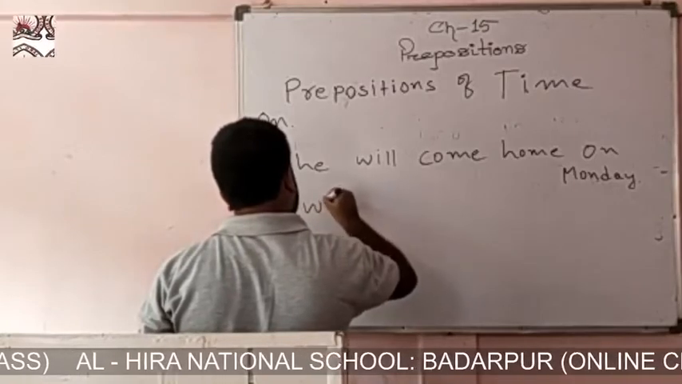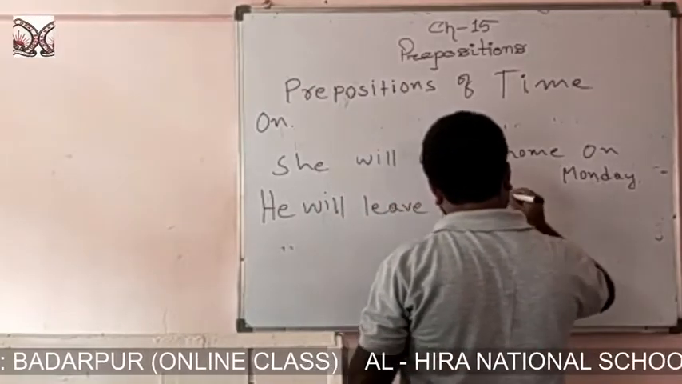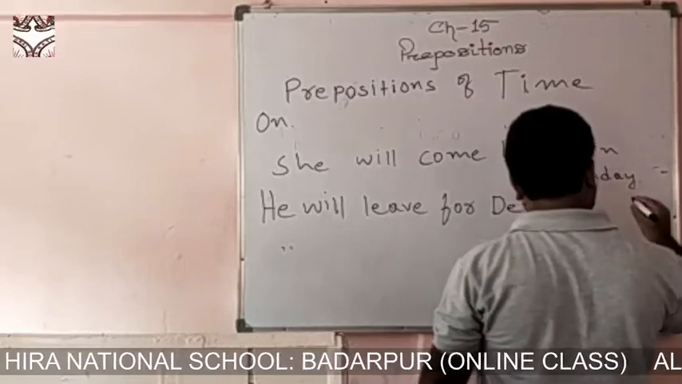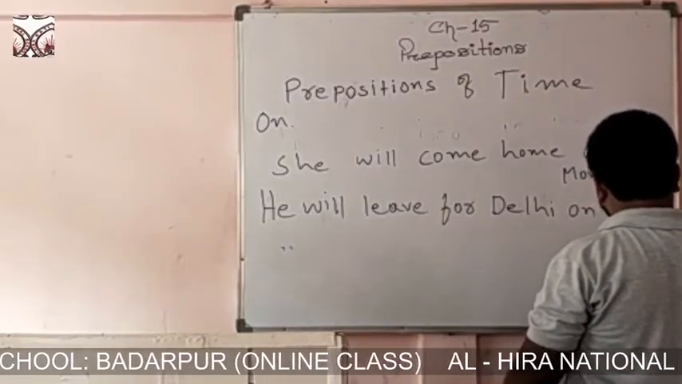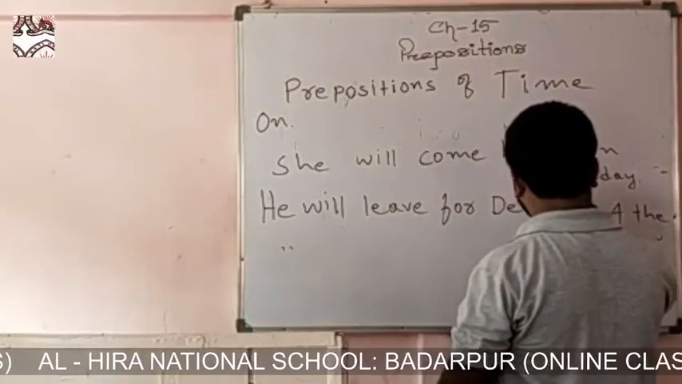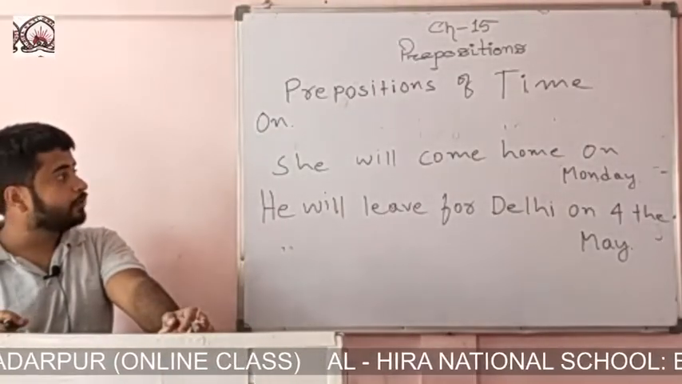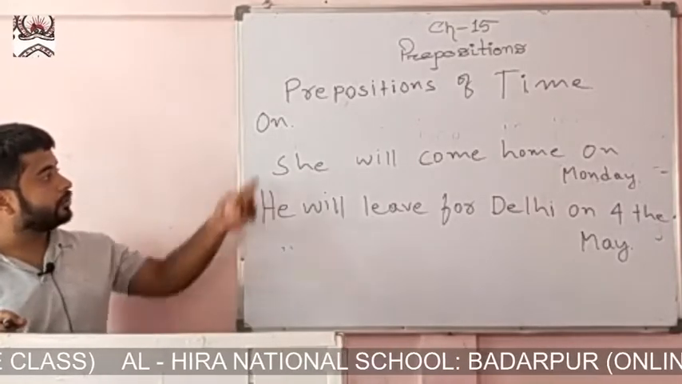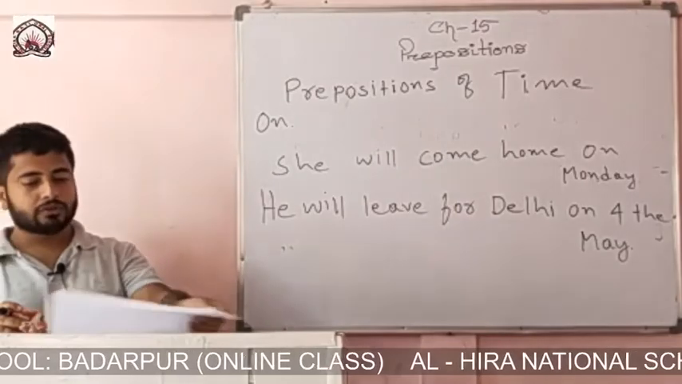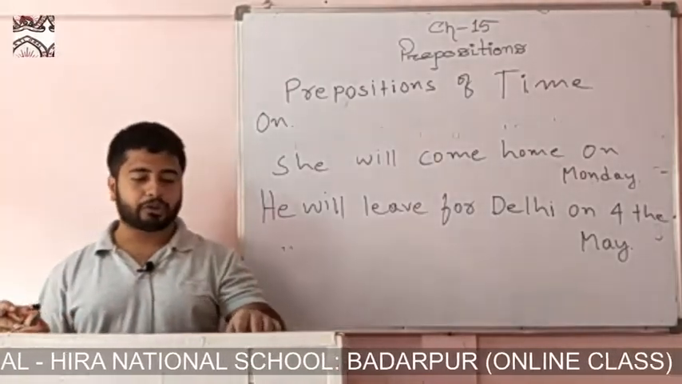He will leave for Delhi on 4th May. He will leave for Delhi on 4th May. So where will you use preposition "on"? Before days of the week and before fixed dates. So I hope you have understood where to use preposition "on".